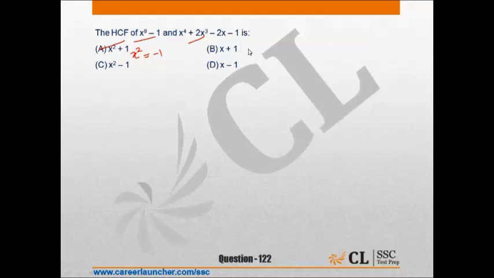Coming to the next option, x plus 1. This will give x equal to minus 1. When we put x equal to minus 1 in both the expressions, then x equal to minus 1 satisfies both the equations. So this could be the HCF. When we put x equal to 1, this also satisfies both the equations. So this could be the HCF. So combining both of them, we get our answer as x square minus 1. Hence our answer is option C.